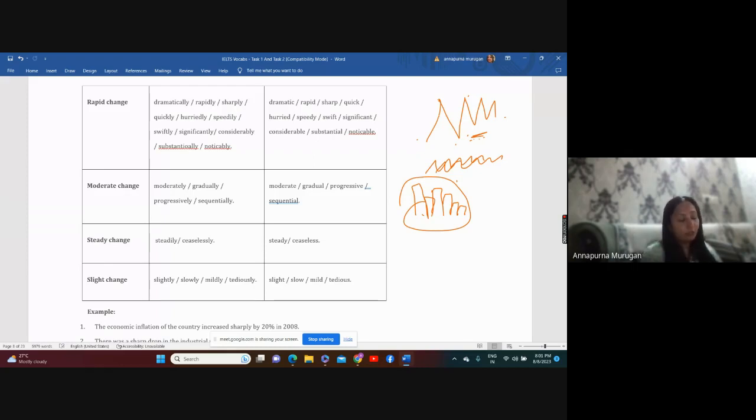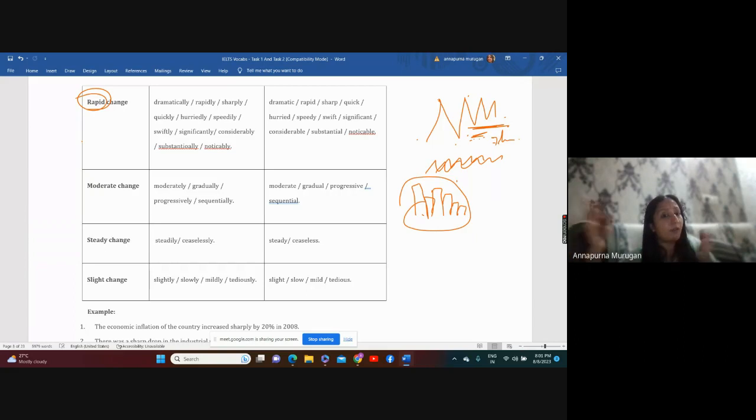So we should not have boring ideas. I mean, the ideas should be the same. We cannot change the ideas, but the way you present should not make it further boring. So what we do, this movement is called fluctuations. Okay, but it is happening very quickly. Then rapid changes. Rapid means if any change is happening very quickly, then we call it rapid. Okay, so that means we can use the words dramatically, rapidly, sharply, quickly, hurriedly, speedily, swiftly, significantly, considerably, substantially, noticeably, dramatic, rapid.